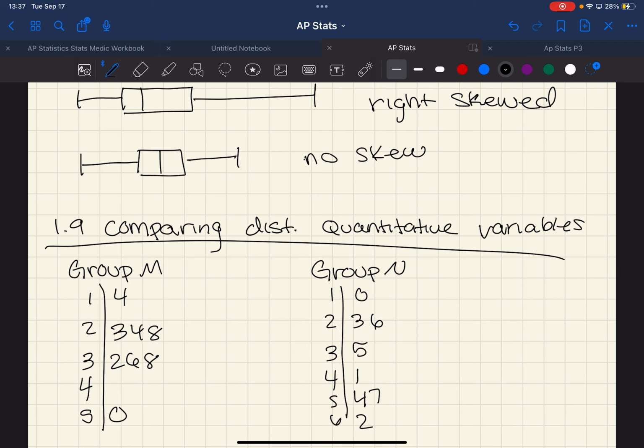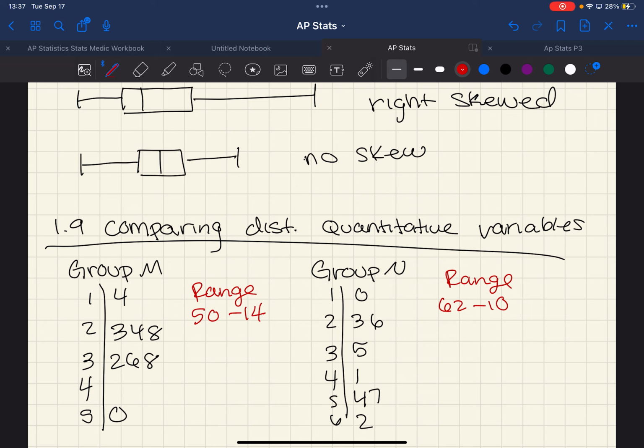So in order to compare the groups, we have to look at the distribution of the data and compare the range of data. From the stem plot, we can see that group M has weights ranging from 14 to 50. So range for group M, 50 minus 14. While group N has weights ranging from 10 to 62. So range 62 minus 10.